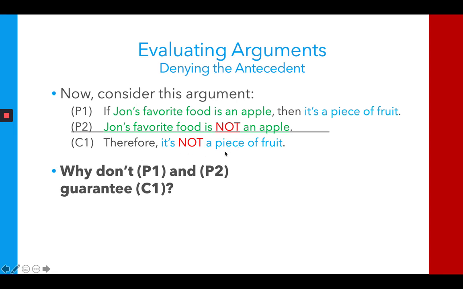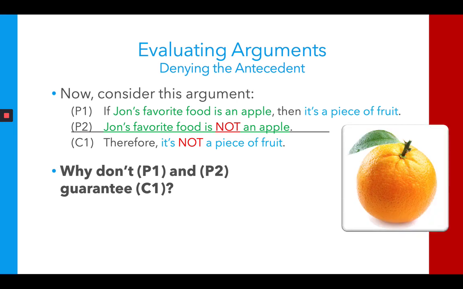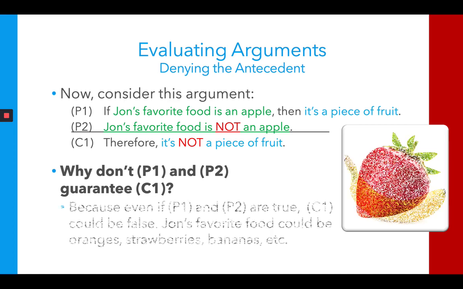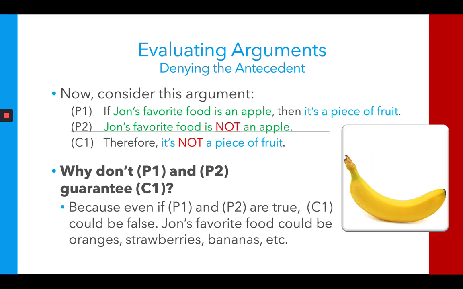John's favorite food is a piece of fruit? Yeah, we just need to come up with an example where John's favorite food is a fruit, just not an apple. So what are our options, right? Oranges, strawberries, bananas. In all these cases, even if the premises are true, the conclusion could be false. John's favorite food could be oranges, strawberries, bananas, etc.